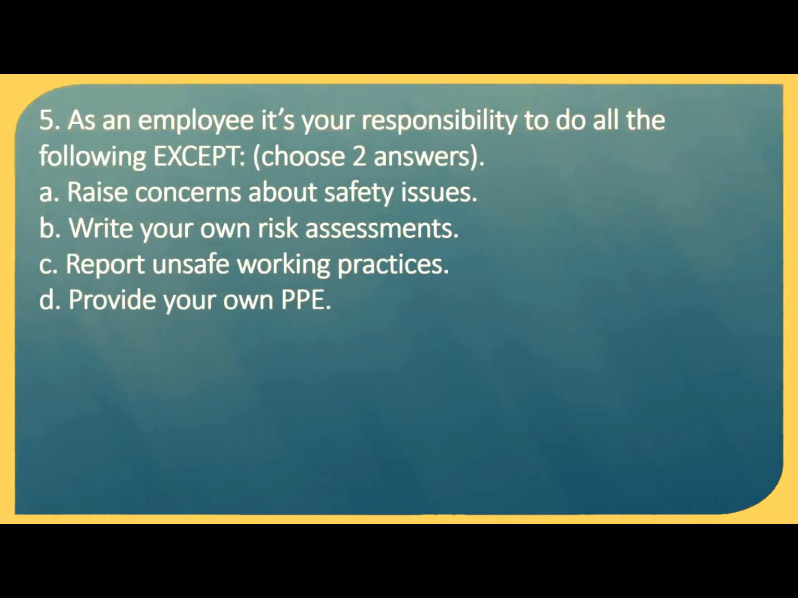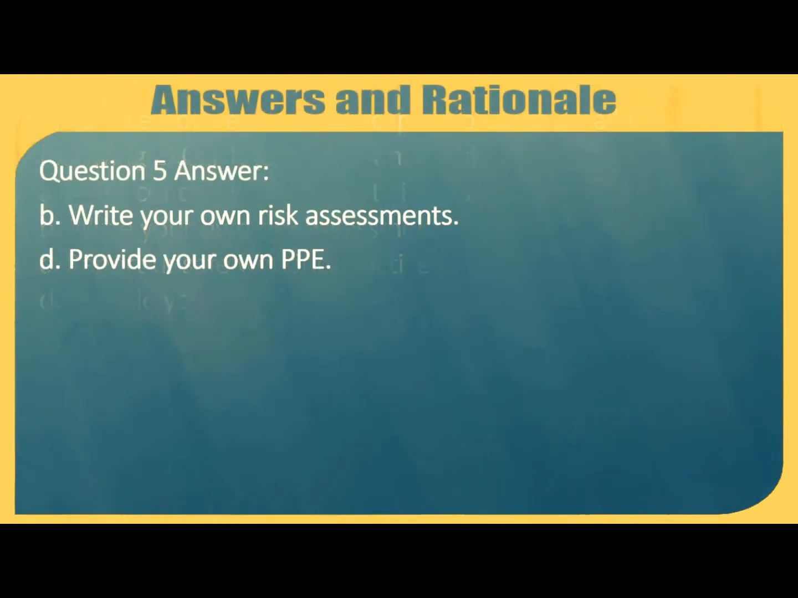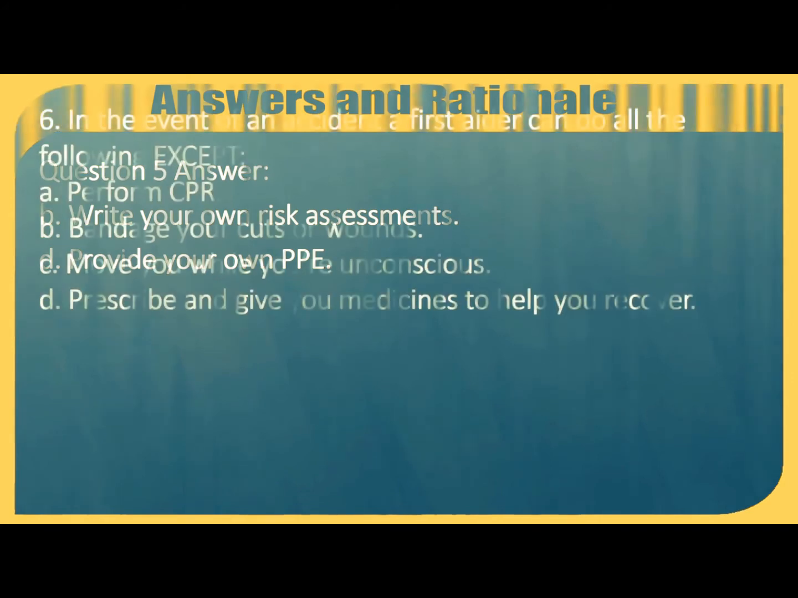Question 5. As an employee, it's your responsibility to do all the following except, choose 2 answers. A. Raise concerns about safety issues. B. Write your own risk assessments. C. Report unsafe working practices. D. Provide your own PPE. Question 5. Answer. B. Write your own risk assessments. D. Provide your own PPE.